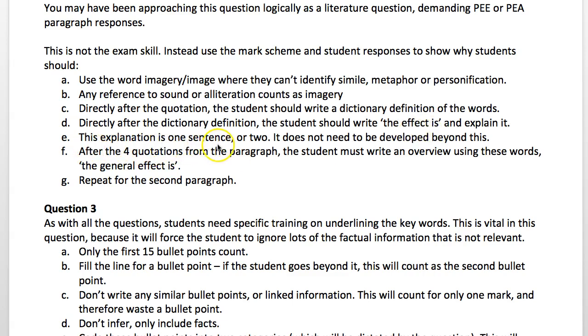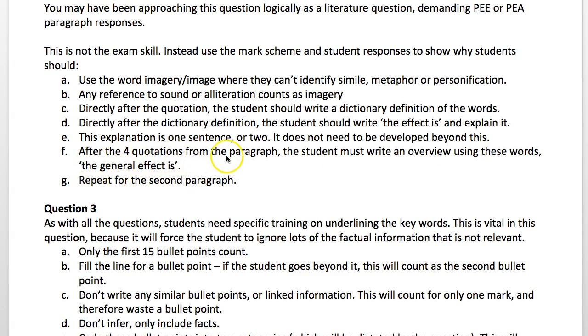The explanation is 1 sentence or 2. If you're doing it in 1 sentence, make sure it's a complex sentence with more than one idea in it. Or you can separate your ideas into 2 sentences. This will stop you waffling and saying much more than you need to. Really what you need to do is find the next quotation, then give the dictionary definition of it, and then the effect is, again, in another 2 sentences or 1 single complex one. It doesn't have to be developed beyond that.